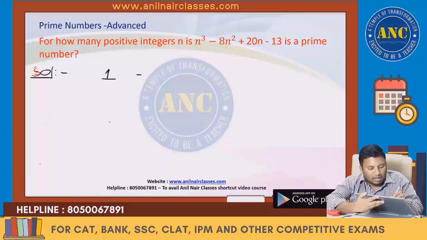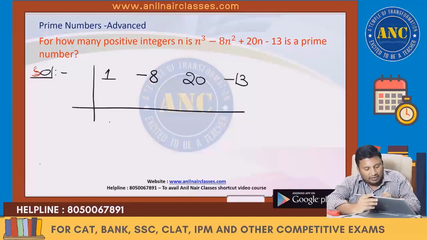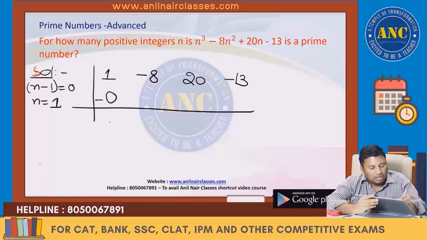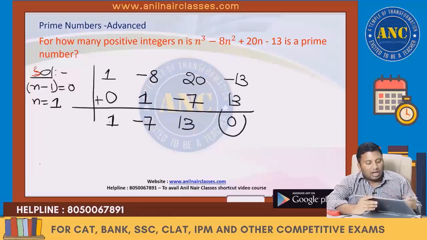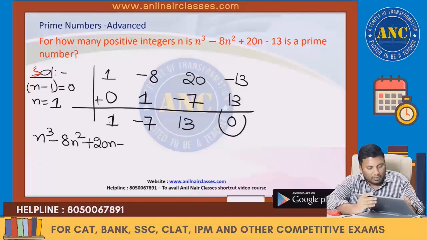n cube, it is 1. n square, it is minus 8. It is 20. And it is minus 13. This is divided by n minus 1, which is a factor. n minus 1 is 0, n equivalent to 1. Start with 0. 1 plus 0 is 1, 1 ones are 1. Then minus 7. 20 minus 7, 13. 13 ones are 13. Last one, the remainder, is 0. So n cube minus 8n square plus 20n minus 13 has n minus 1 as a factor.